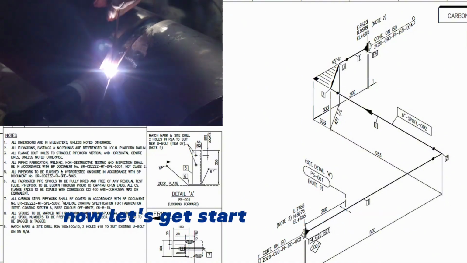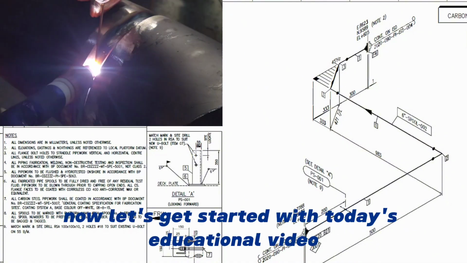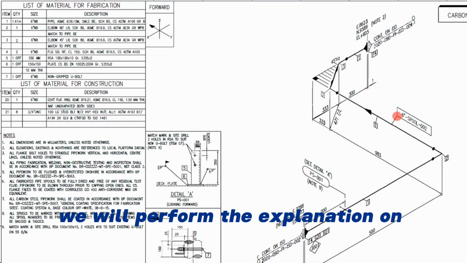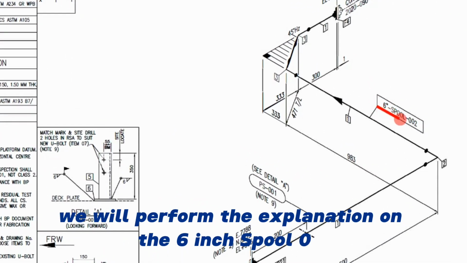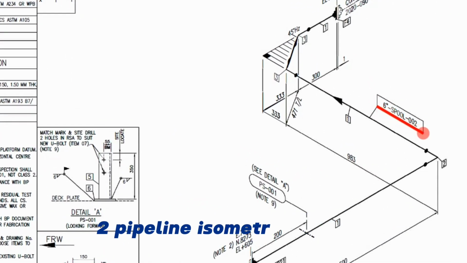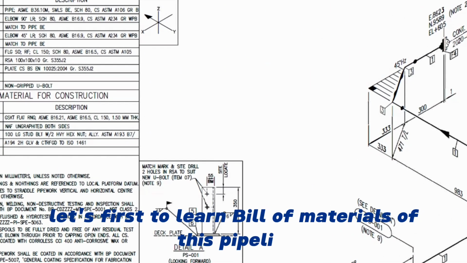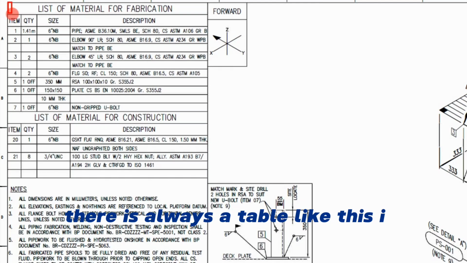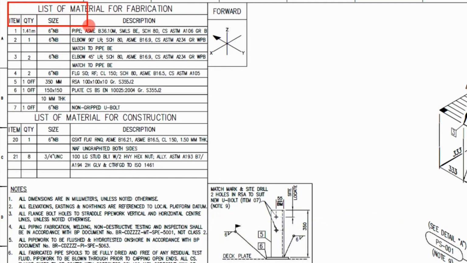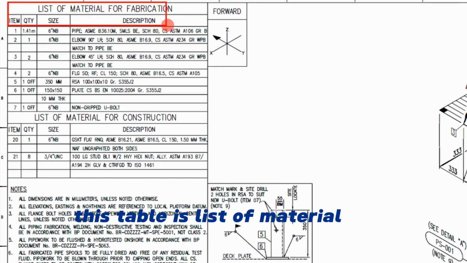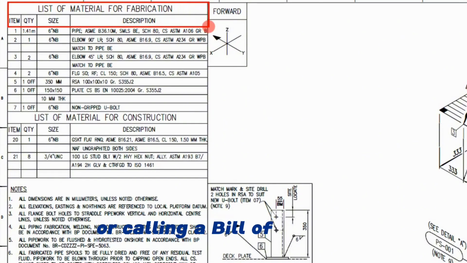Now let's get started with today's educational video. We will perform the explanation on the 6-inch Spool 002 pipeline isometric drawing. Let's first learn the bill of materials of this pipeline. There is always a table like this in pipe isometric drawings. This table is a list of materials for fabrication, also called a bill of materials.